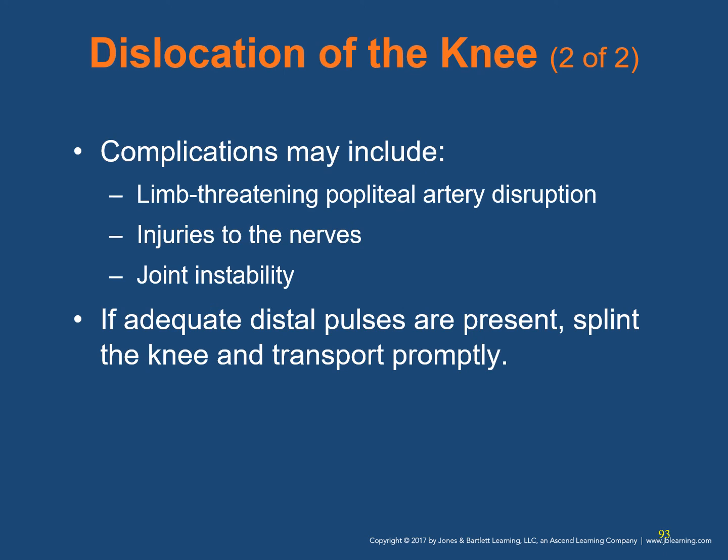Patients will typically complain of pain in the knee and report that the knee gave out. Complications may include limb-threatening popliteal artery disruption, injuries to the nerve, and joint instability. If adequate distal pulses are present, splint the knee in the position in which you found it and transport the patient promptly.